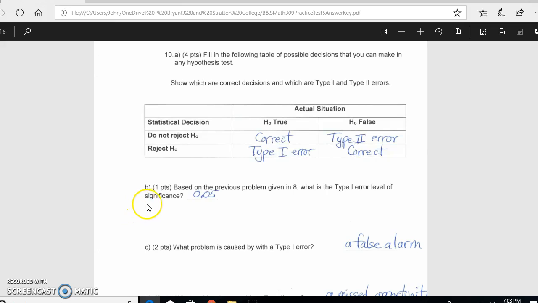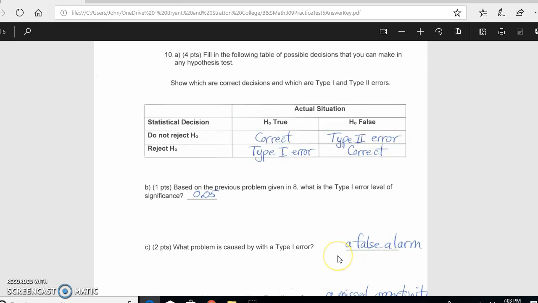Letter B asks, based on the previous example problem given in number 8, what is the type 1 error level of significance? And that is the alpha level of significance, 0.05. Question C asks, what problem is caused by a type 1 error? And the answer is a false alarm.